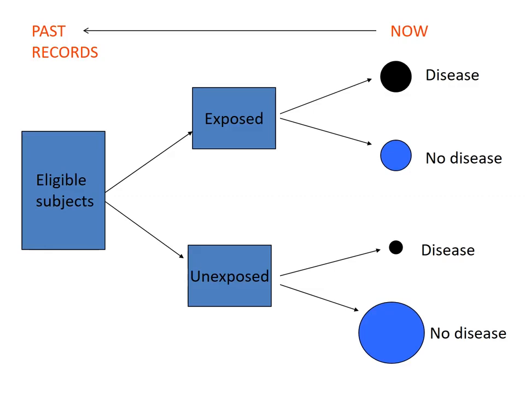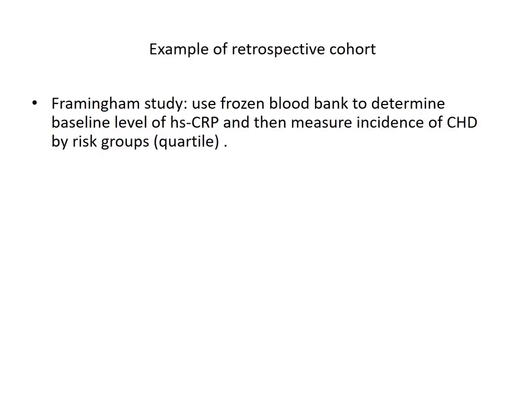Okay, this is the main difference between retrospective and prospective cohort. Example of a retrospective cohort: the Framingham study. You all know the Framingham study, which is a very, very famous cohort study that started in the 1950s and followed up the patients in the 60s, 70s, and it's still continuing until now. The famous Framingham score is based on the Framingham study. This is one example of how the Framingham study used a retrospective design.